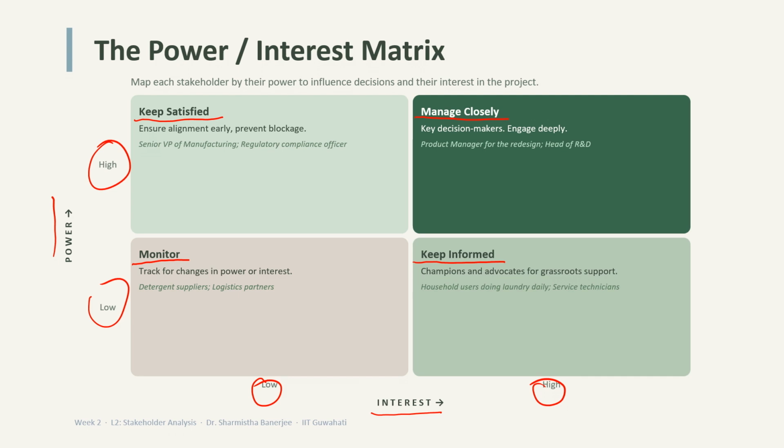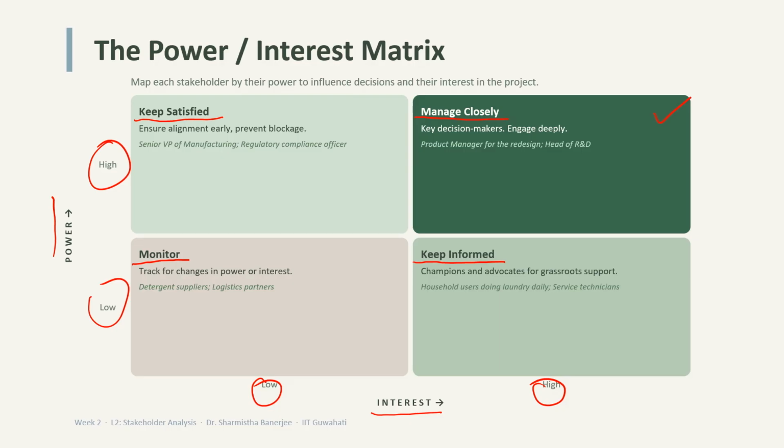So let's take the first quadrant, which is high power and high interest. These are basically the people who are the key decision makers. They engage deeply in that particular design project. Let's say product managers who are designing the product, head of R&D, they have very high power as well as very high interest in that particular design project, and we need to closely manage them.